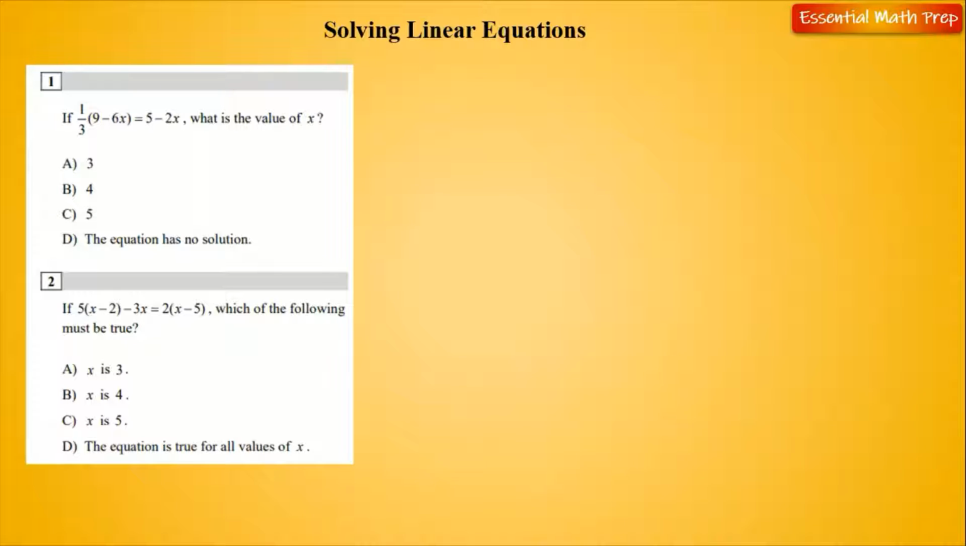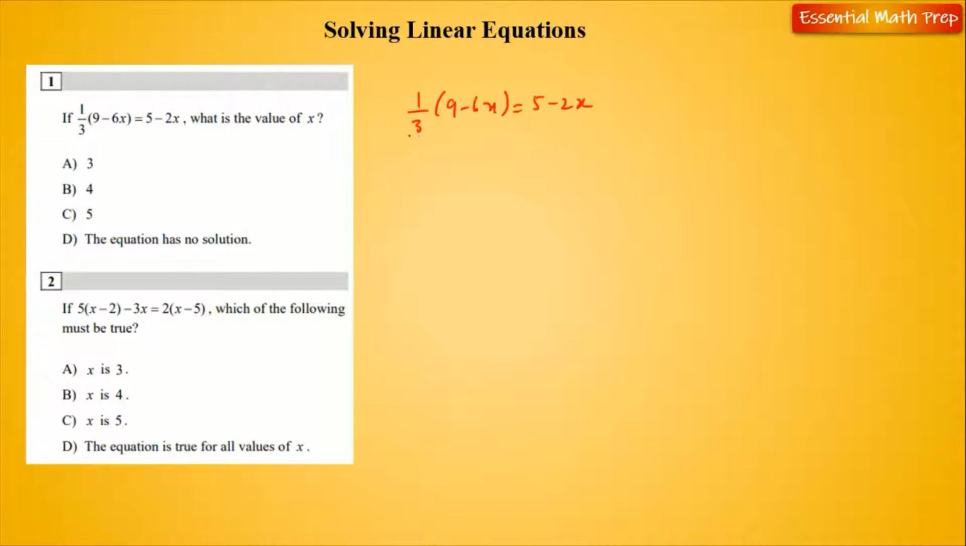Welcome back to another installment on solving linear equations. Let's get started. The first problem states: if 1/3 of (9 minus 6x) equals 5 minus 2x, what's the value of x?